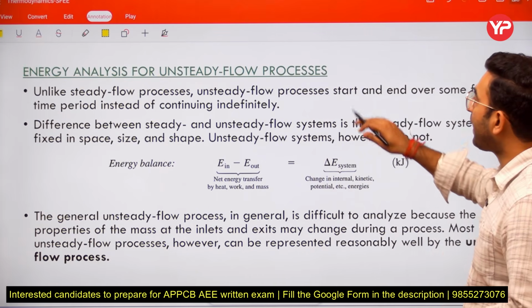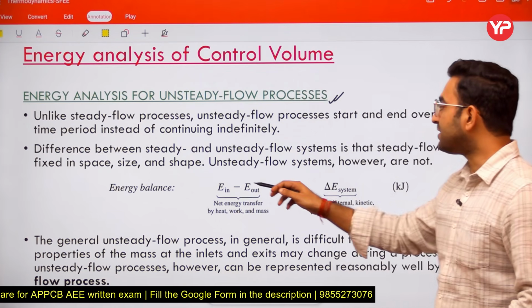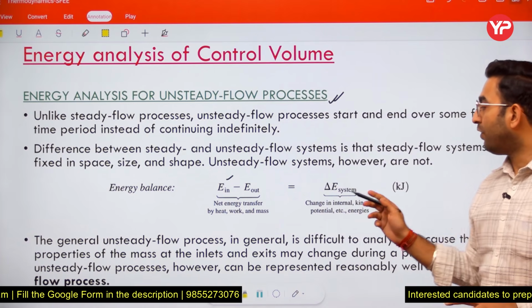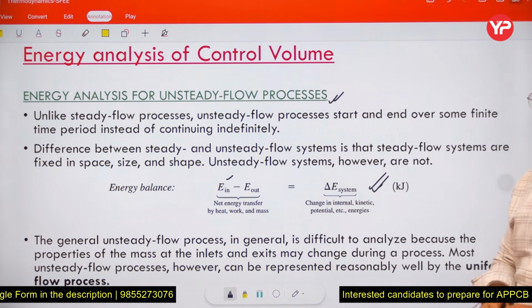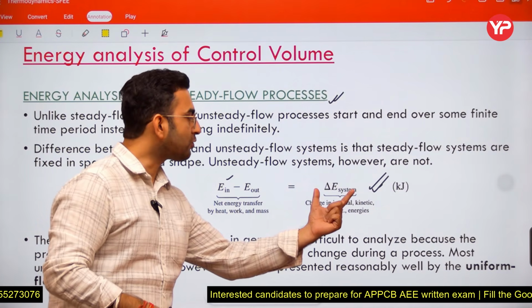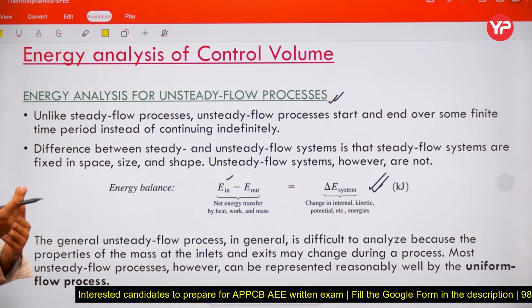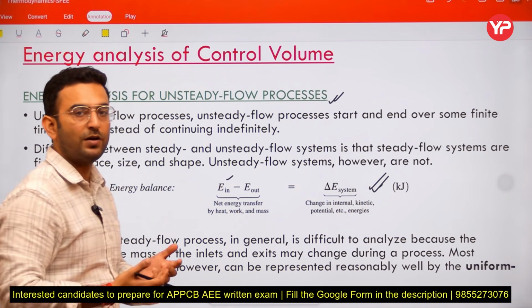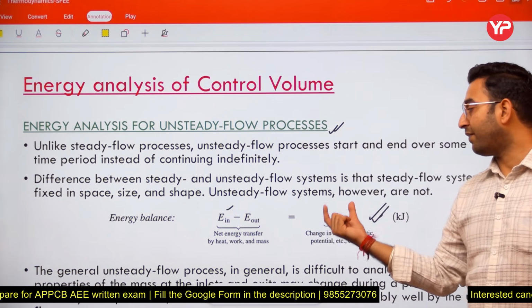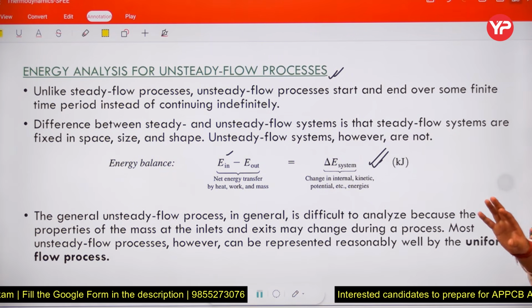So how do we write down the energy analysis for an unsteady flow process? We have already seen that in that case, energy in and energy out are not going to be the same. Due to this difference, we are going to experience a change in energy inside the system. It is not a necessary condition that this term is only going to be positive. There is a chance the energy may increase, and there is a chance the energy of the system keeps on decreasing. So the change in energy of the system may have a positive value, and it may have a negative value also. Remember that part. These are the very simple parts.